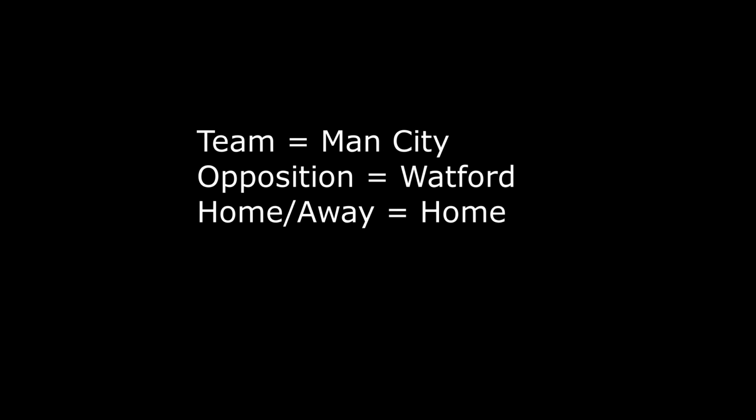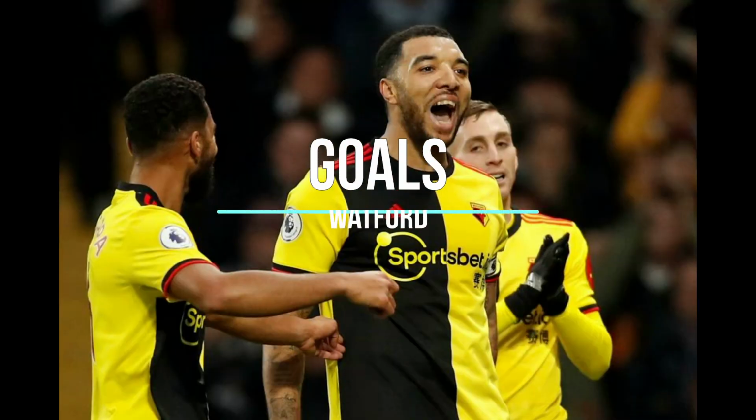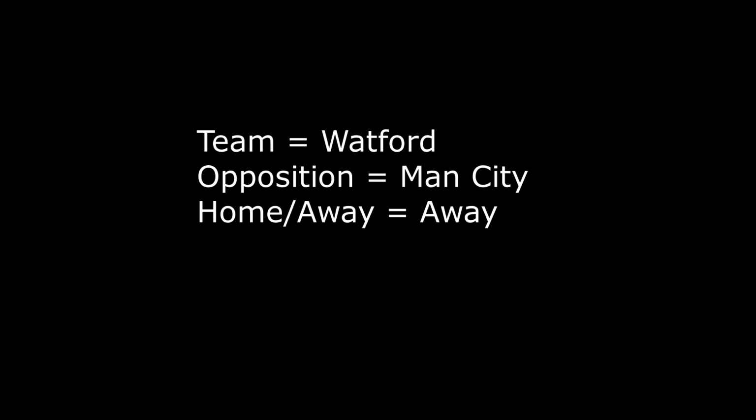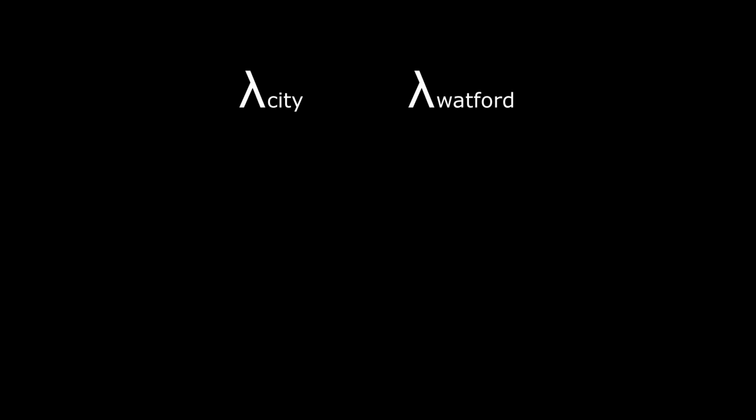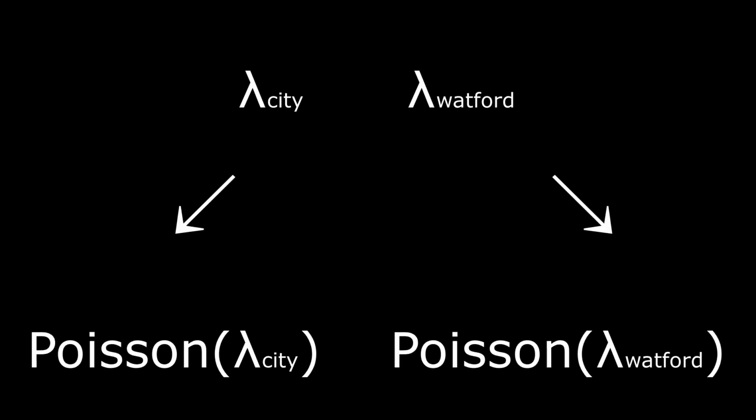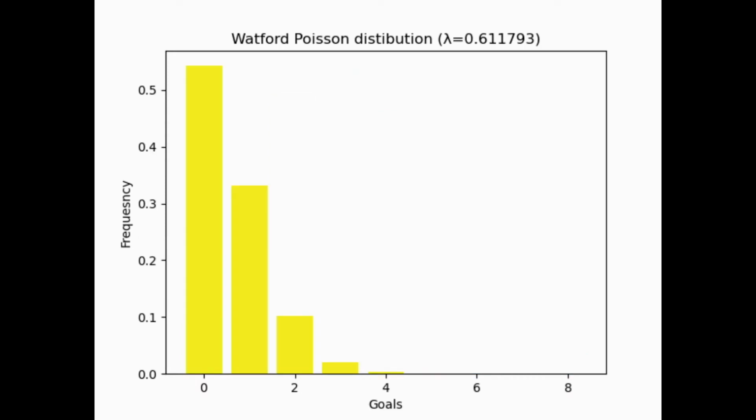So for Man City, the team we're modeling is Manchester City, of course. The opposition is Watford, and we're playing at home. The algorithm tells us that the expected goals is... Okay, let's do the same thing for Watford. Now we plug these two values into their own respective Poisson distributions. And there you go, two Poisson distributions, one for Man City, one for Watford.